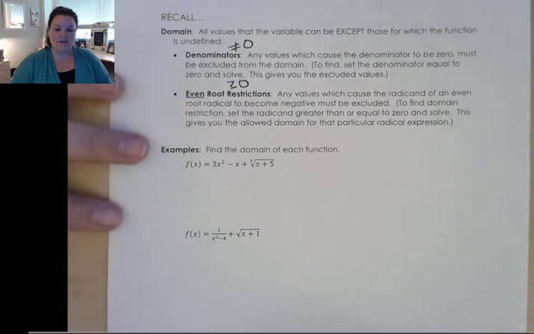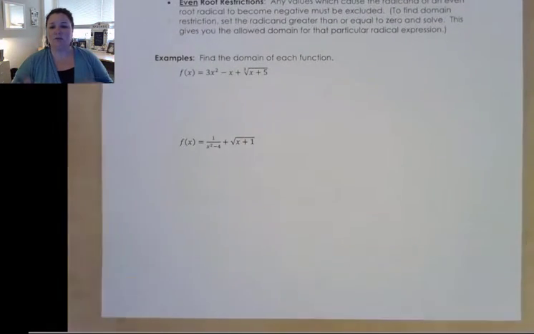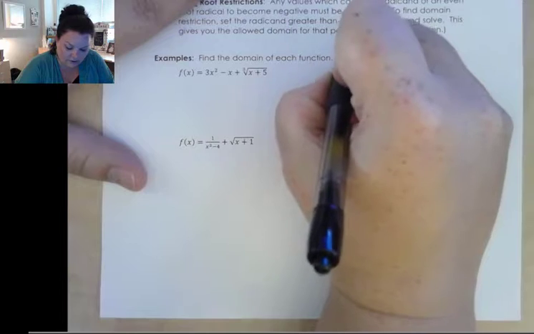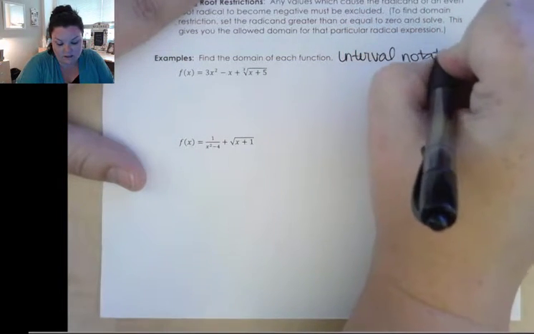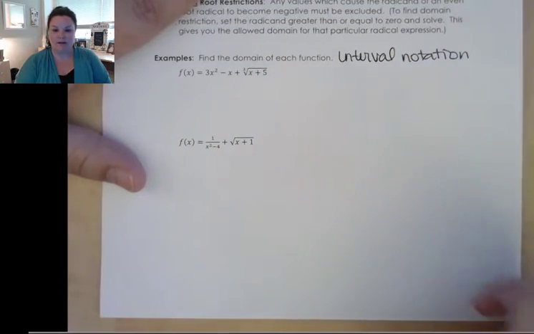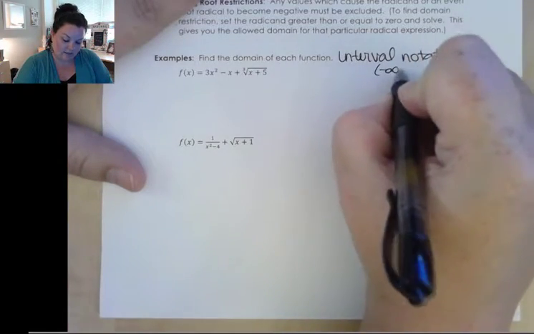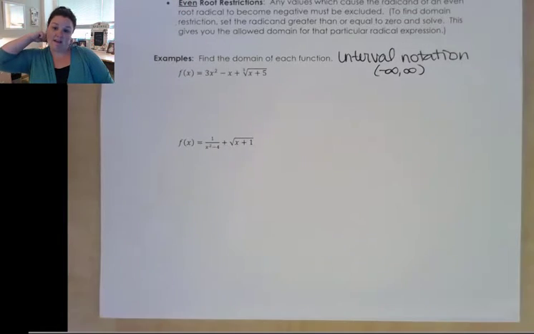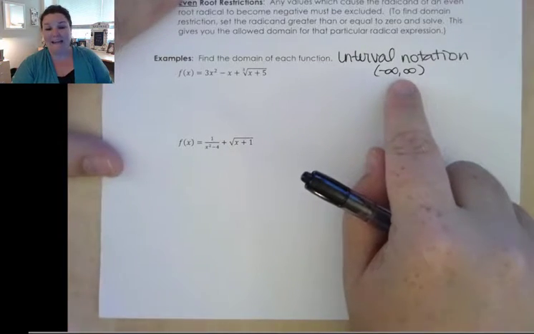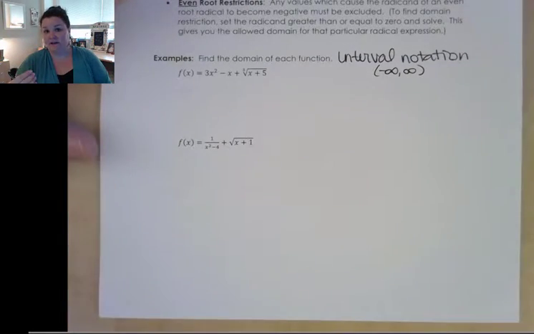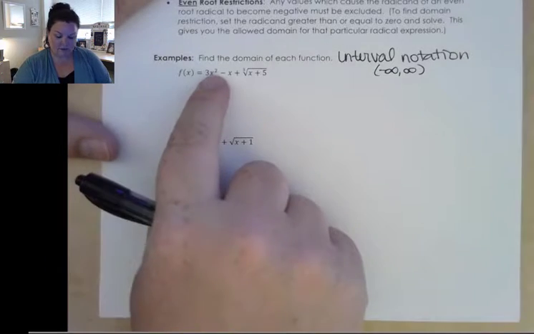Okay, so let's go ahead and just look at a few examples of trying to determine what our domain would be. Okay, and when we talk about finding the domain of each function, we're going to write our answer in interval notation. Okay, so when we talk about interval notation, we're talking about starting from negative infinity to infinity, and then if we have issues, then we'll take those problem areas out. But originally, we just assume we can plug anything in until we find a restriction.